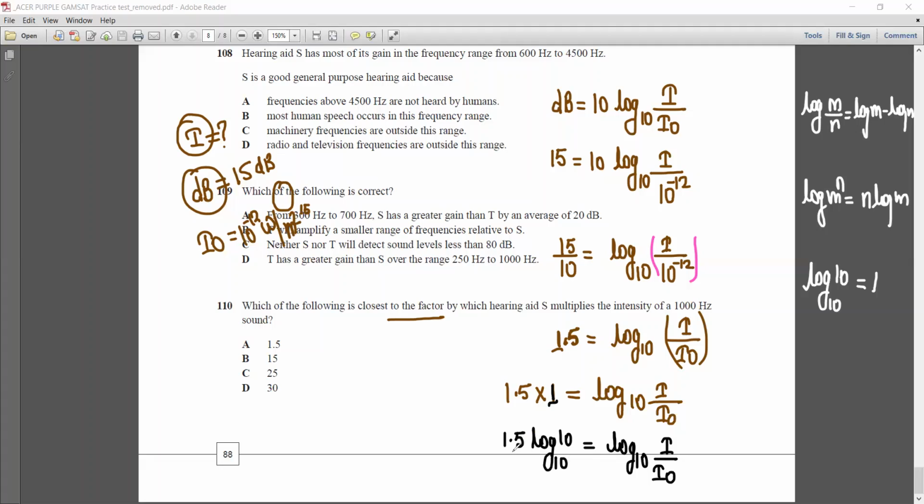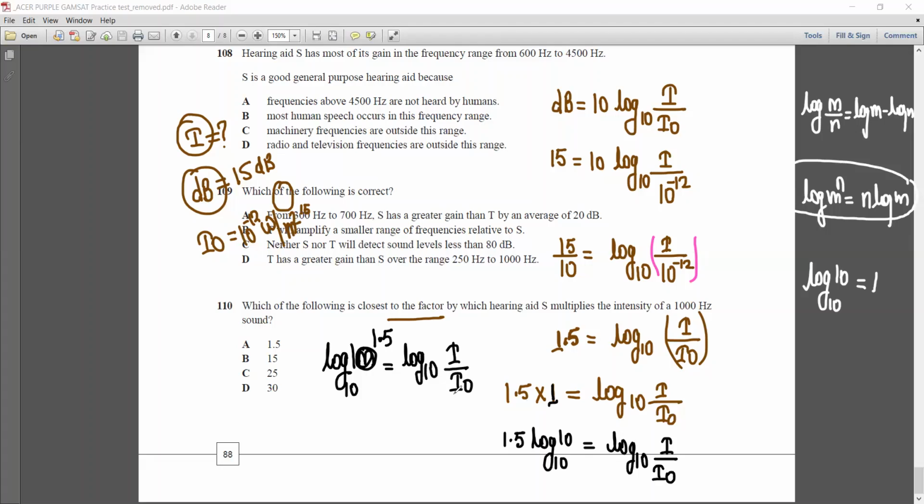Now can I say 1.5 will be in the term of power here. So I'm just using the second approximation, but in the opposite manner. Now I have n log m, and I want to convert this to log m to the power of n. So it will be log 10 to the power of 1.5 base 10, which equals log base 10 of I over I naught.